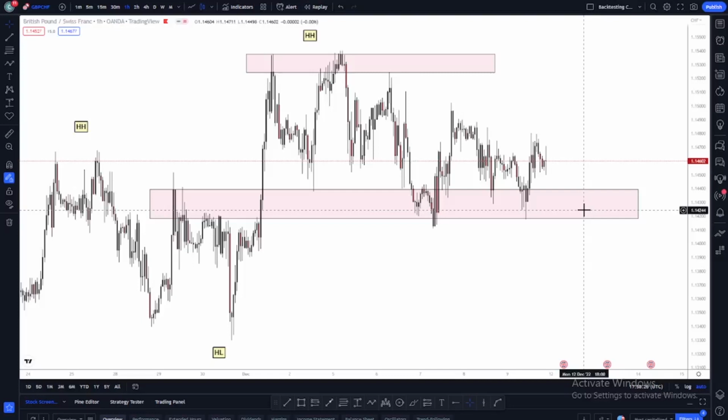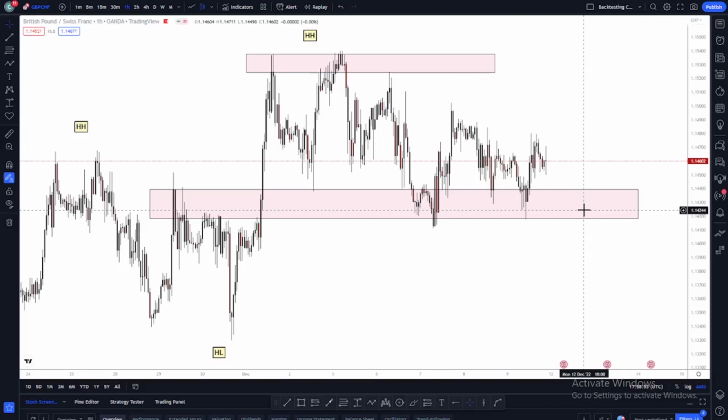But the purpose of this video is to teach you how to catch a retracement. Okay, the fact that we are trying to catch a retracement doesn't mean price is bearish. No. I repeat, the fact that we are trying to catch a retracement doesn't mean price is bearish.